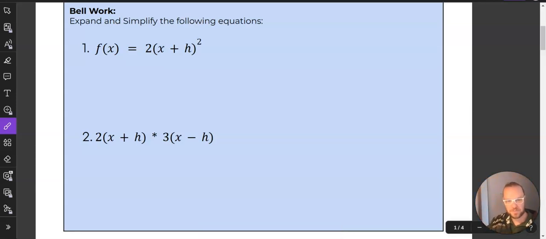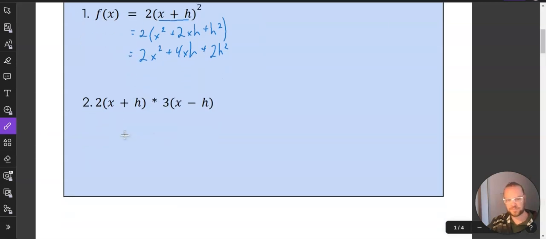Okay, so in order to do this one, the easiest thing to do is for us to expand out the x plus h, and hopefully you remember that shortcut where we do the first term squared plus 2 times the middle term plus the last term squared. All right, and then the last step is to distribute that 2 in, and so we would get 2x squared plus 4xh plus 2h squared.